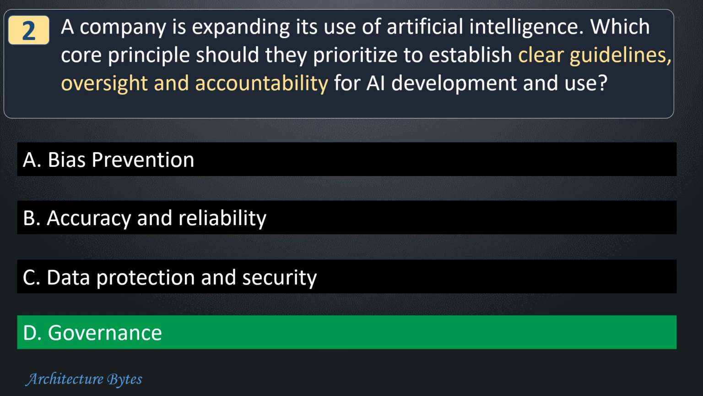It encompasses the overall framework for managing AI systems, including policies, procedures, and decision-making processes. Other options are important too, but for oversight, governance is the best answer here.